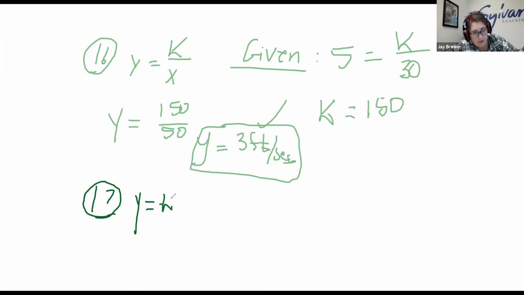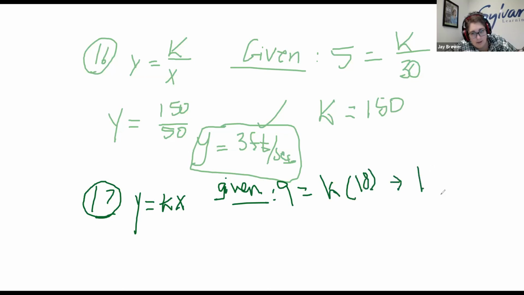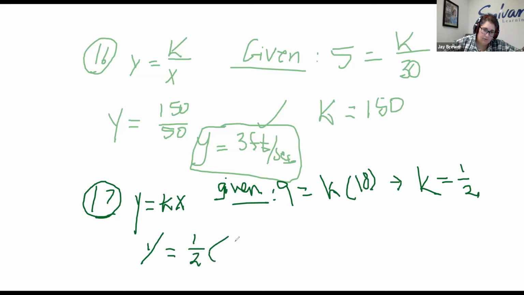Okay, y equals kx. We're given that 9 is equal to k times 18. So then that means that k is equal to 1/2. And then y equals 1/2 times 6. So then y equals 3 gallons of water.